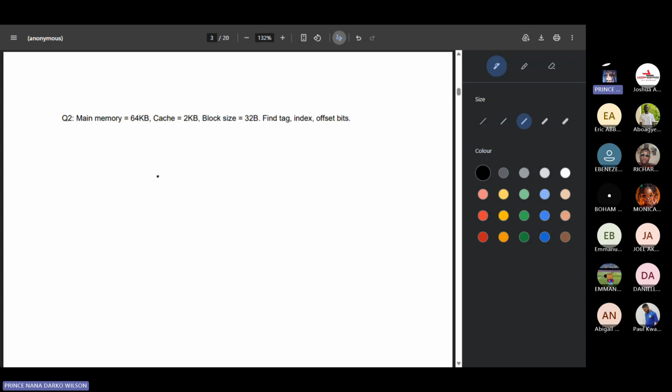Here's another question. This one says the main memory is 64 kilobytes, followed by cache 2 kilobytes, and then finally block size of 32 bytes. We are supposed to find the values. So let's convert them into their binary. They are 2 to the power 10, 2 to the powers of 2, sorry. So then this is going to be exactly 2 to the power 16 bytes. We saw that in the last example we did.